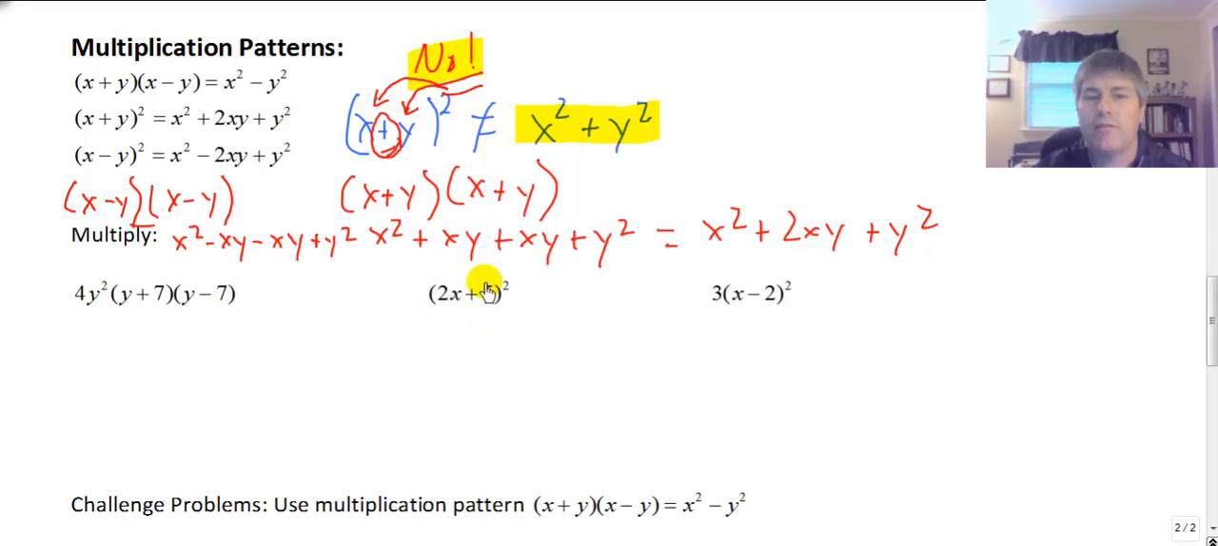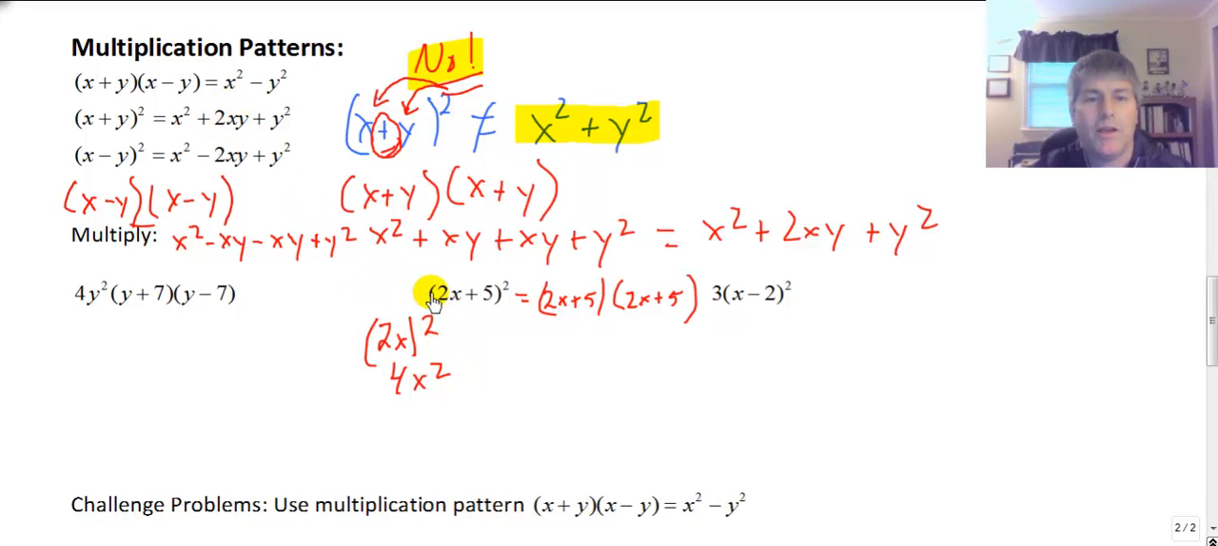2x plus 5 quantity squared. I'm going to start with this one. Okay, we already know we may not just impose the square. This really is 2x plus 5 times 2x plus 5. And then you'd have to FOIL it. Now, if you know your pattern, you know that we can just square the 2x, so that becomes 4x squared.